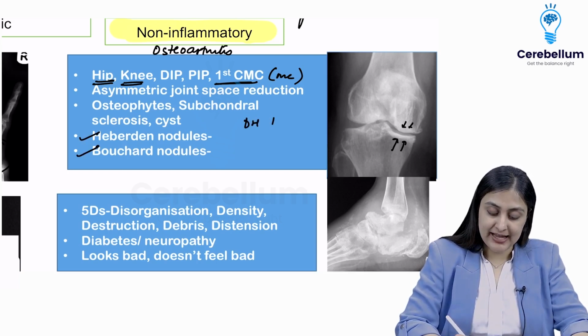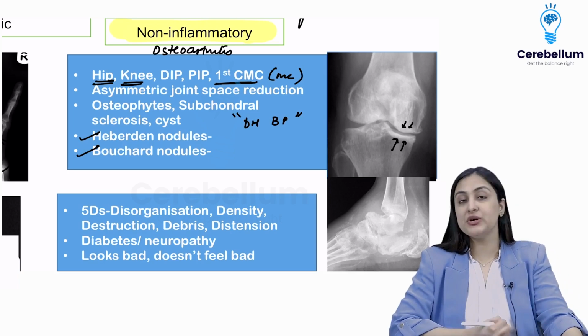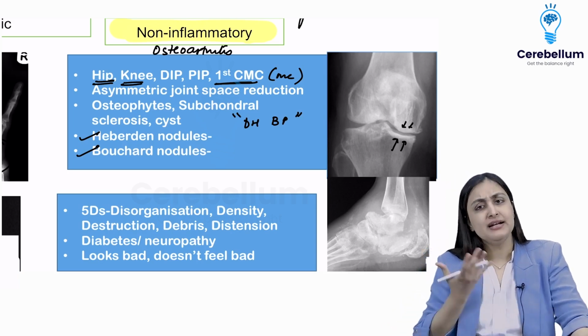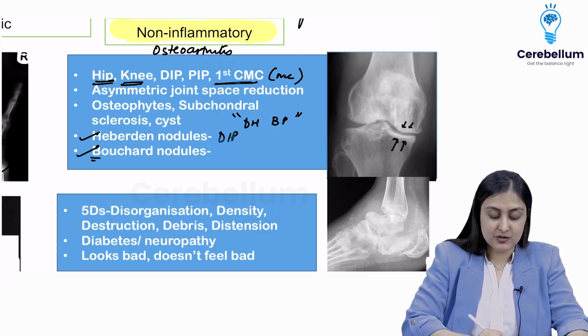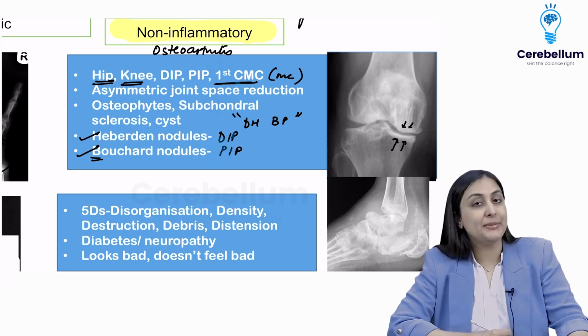You can have subcutaneous nodules. So remember DH and BP, the two things we know in first year, blood pressure and dissection, right? So you remember Heberden nodules are in the DIP, whereas Bouchard nodules are in the PIP.